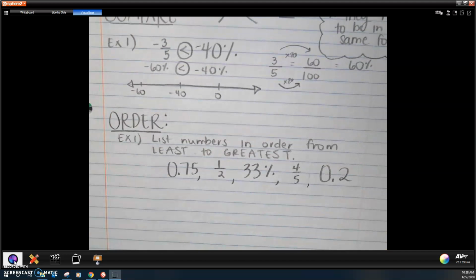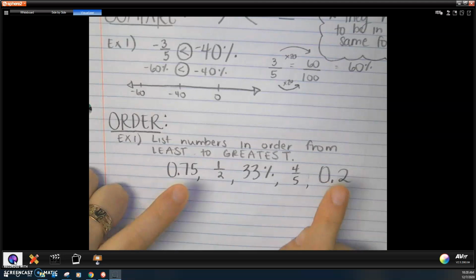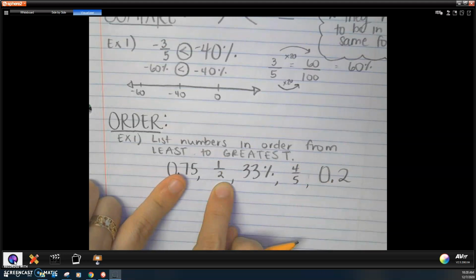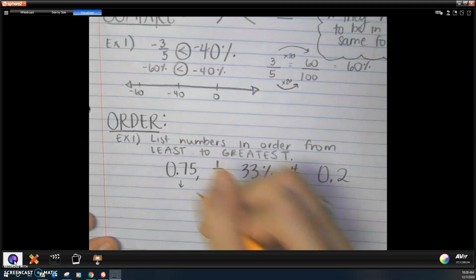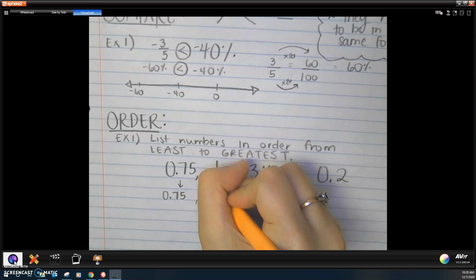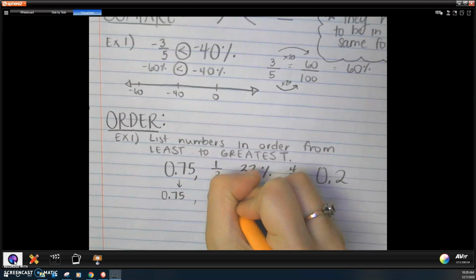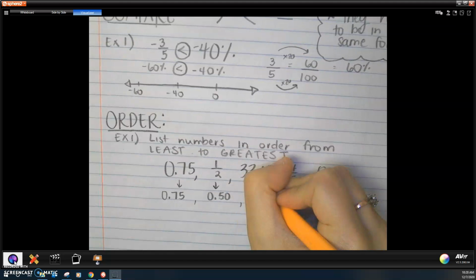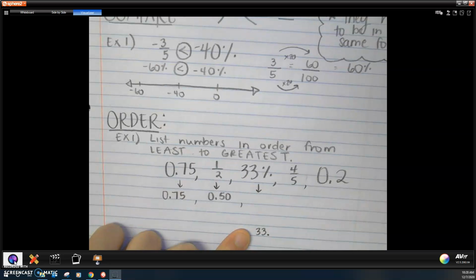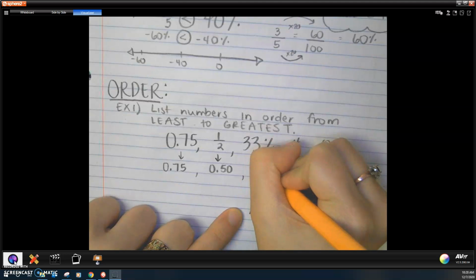So we need to change them all into the same thing. So we got decimals, fractions, and percents. And since I have two decimals, I'm going to change them into decimals. That way I only have to change these three numbers in the middle. So 0.75 is already a decimal, so it's going to stay the same. 1/2 as a decimal is 0.50, which is 50 cents. 33%, I need to replace my percent symbol with a decimal and move it to the left 2 times, and we end up with 0.33.